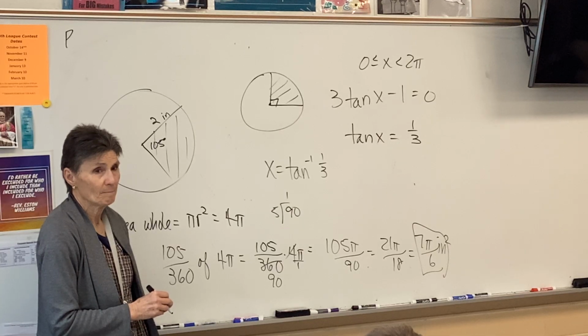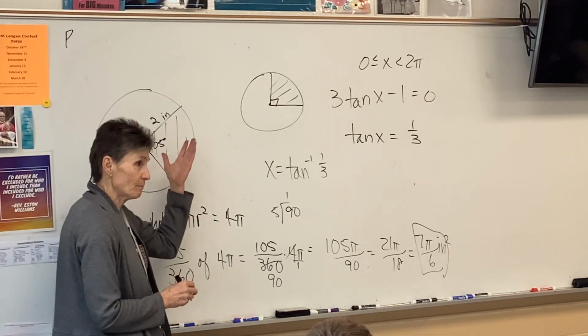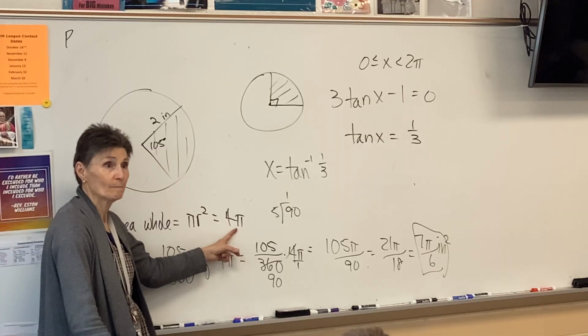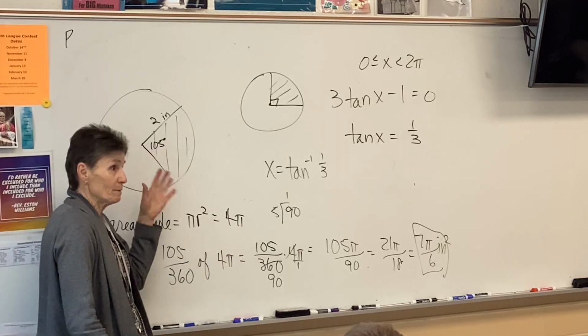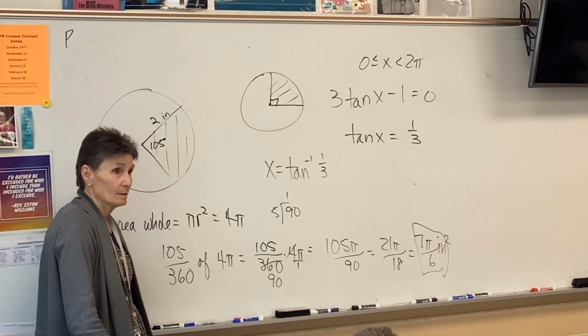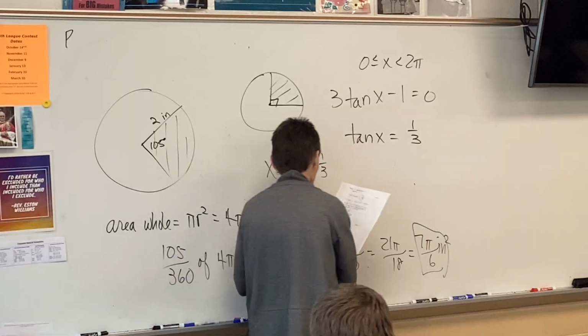Everybody clear on that? Next time you see it, the radius will be a different number, but that won't matter. That will just change the area of the whole circle. And the angle will be different, but that won't matter. You just put it over 360, right? Okay. Number 5, find the height of a tree.